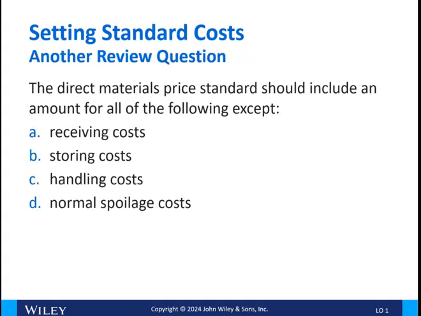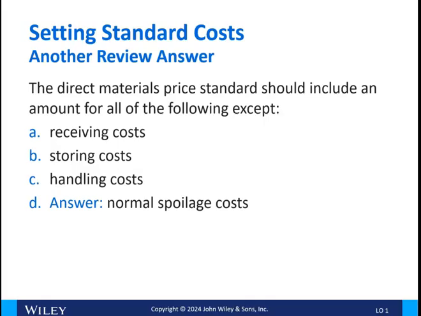Another review question. The direct materials price standard should include an amount for all of the following except receiving cost, storing cost, handling cost, normal spoilage costs. So which one of these should not be included in the direct materials price? The answer is normal spoilage costs.